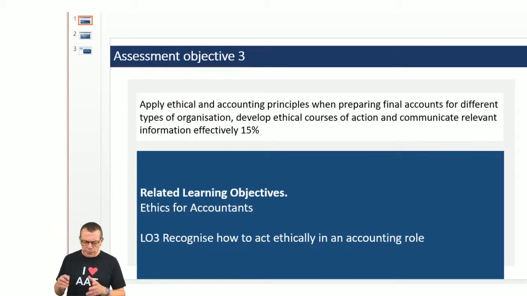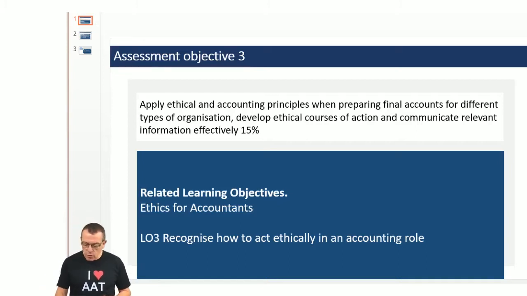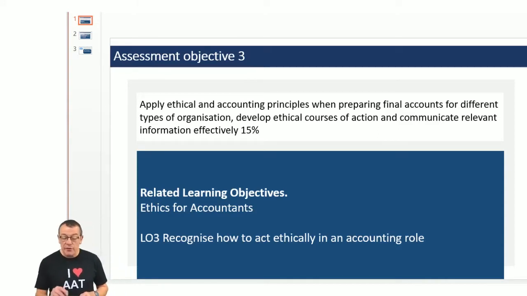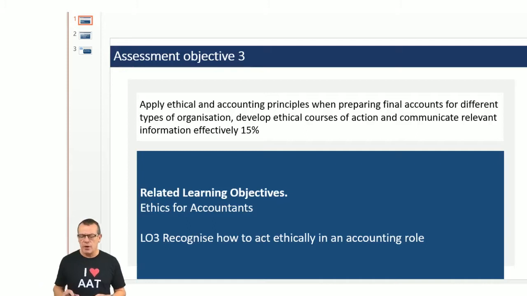Okay, so let's firstly have a look at the objectives and really what we're going to cover for this question. So part 3, assessment objective 3, what are we looking at? And more importantly, what is the examiner looking at? What we're trying to do here is to apply ethical and accounting principles when preparing final accounts for different types of organisation, develop ethical courses of action, and communicate relevant information effectively. So this is the overall assessment objective that is being covered here. There are 15 marks for this question, and the first section, question 3, is worth 15 marks of the 45.